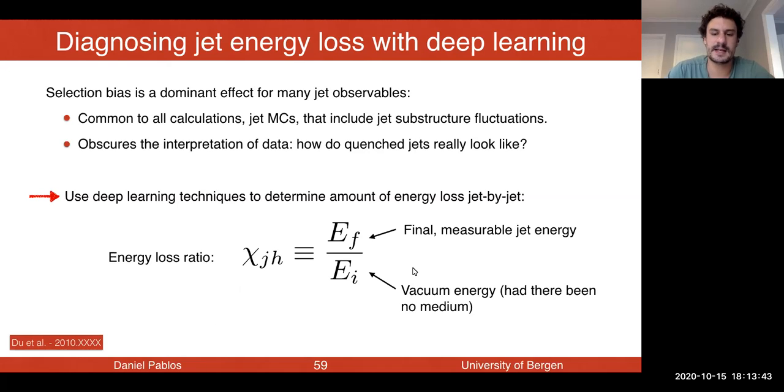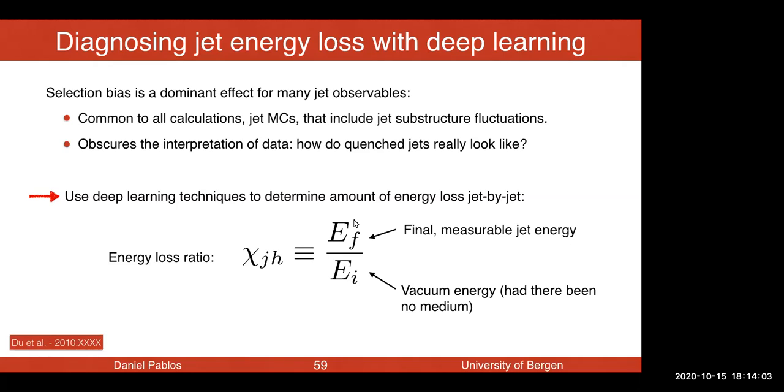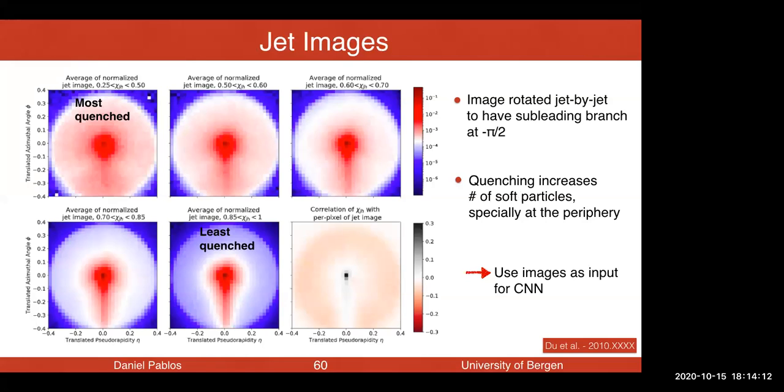This chi is an energy loss ratio, and the only thing that's measurable in experiments is the final energy. Exactly. So what we do is use machine learning so that the neural network tells us that for this jet, this was the initial energy. So the question is, what is the input to the neural network? Is it the distribution of particles, or what goes into that neural net training?